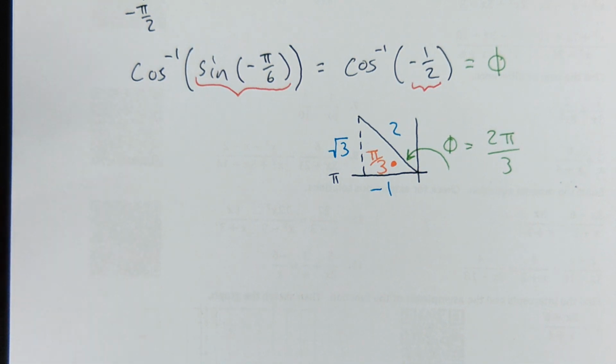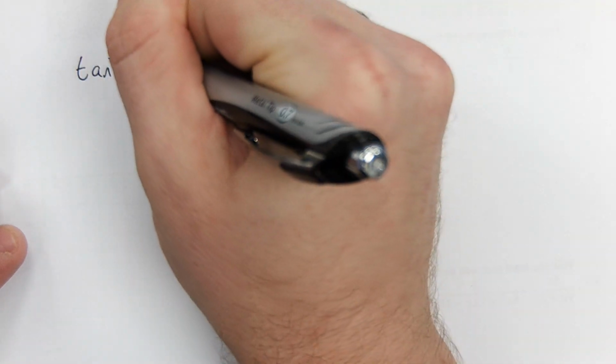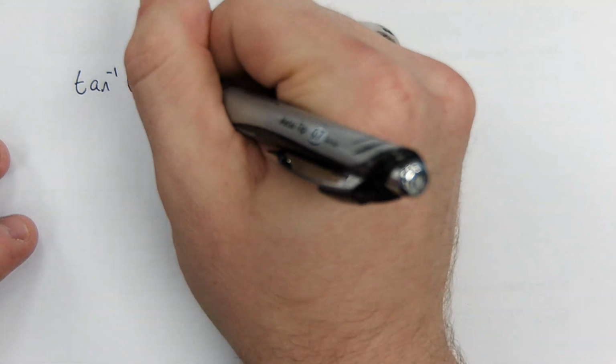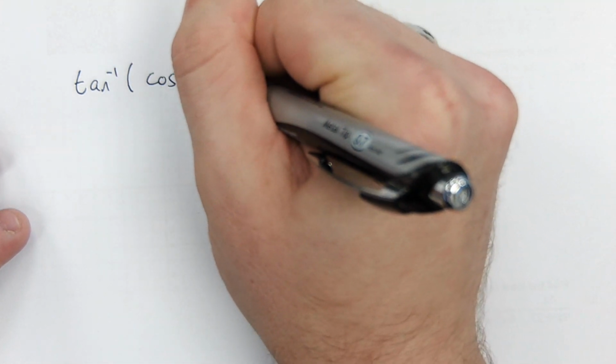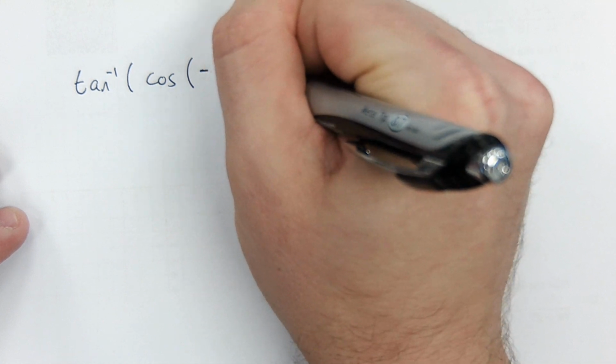Would you like to do another one like that one where you have to work and move quadrants? Because I can make one up real fast. Yeah? Okay. And let's see, making this one up on the fly. Let's do tangent inverse of cosine of negative 1 over root 2.